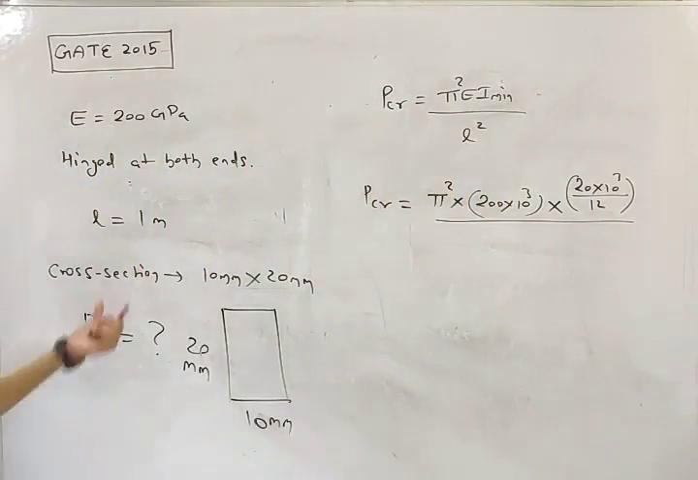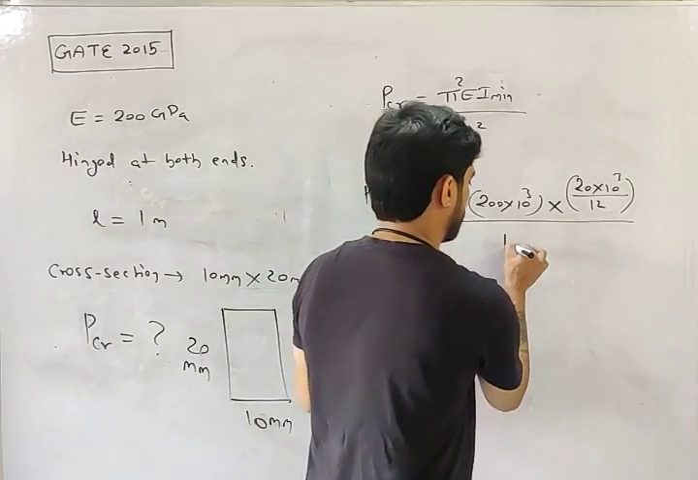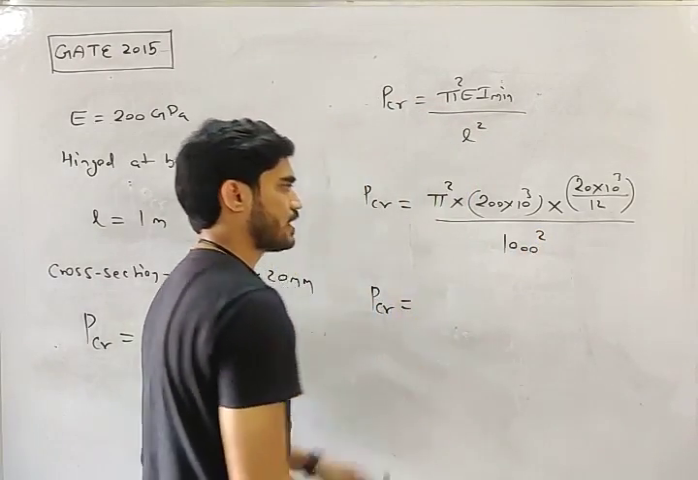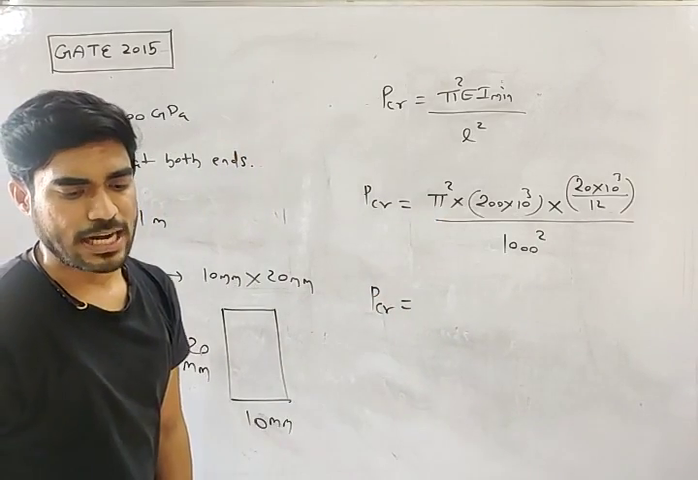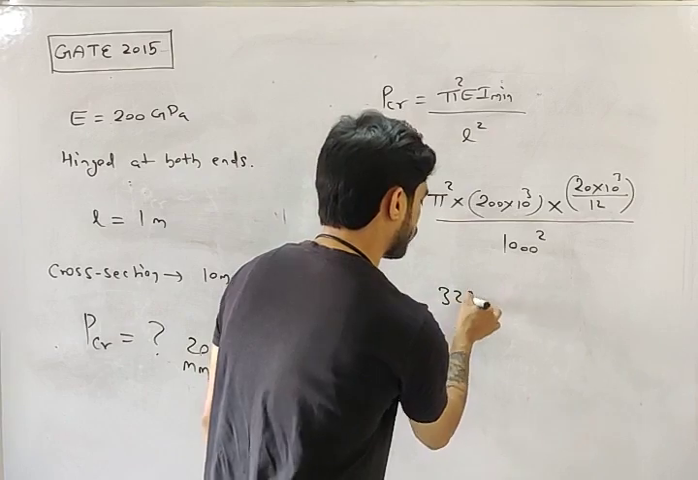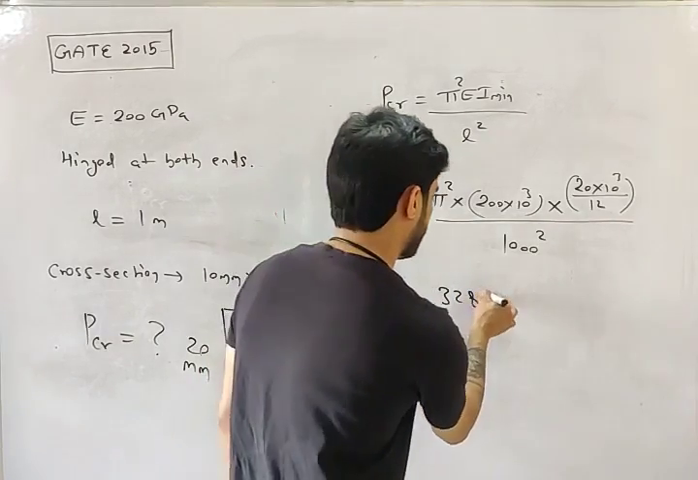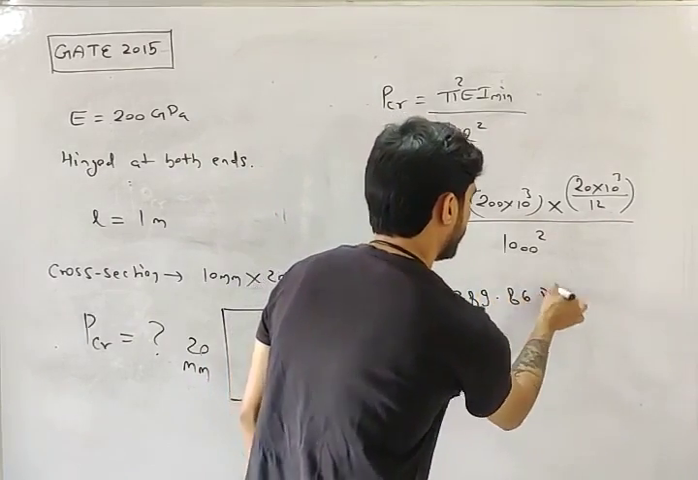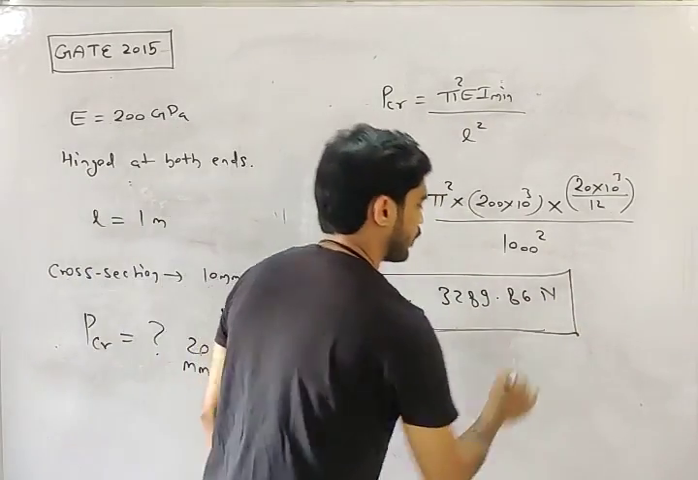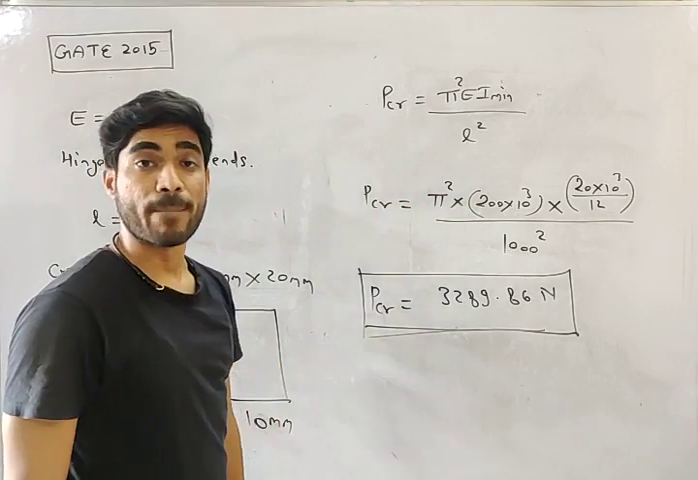So what is the length? 1 meter, my friend. So I can write it 1000 mm. So 1000 square. So put the values and solve this equation. What you will get, my friend? Very easily you can calculate. You will get 3289.86 Newton, my friend. This is the critical load, means at this load the column is going to buckle.